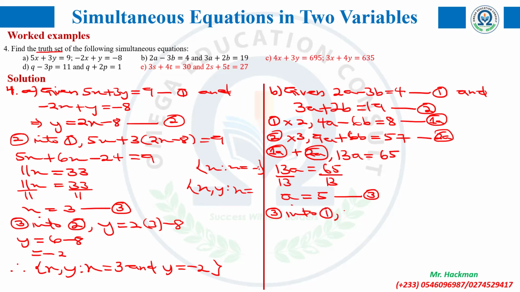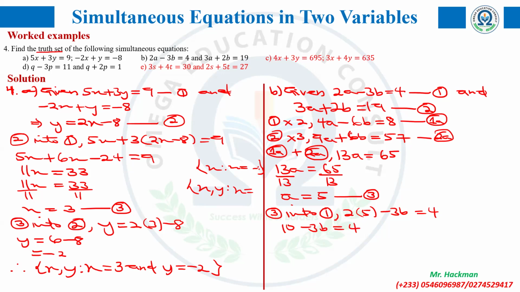So that will give us 2a. So it will be 2 into a, which is 5 now, minus 3b. And b is what? We don't know. And that's equal to what? 4. So in effect, we are going to get 10 minus 3b is equal to what? 4. So remember, this is negative.